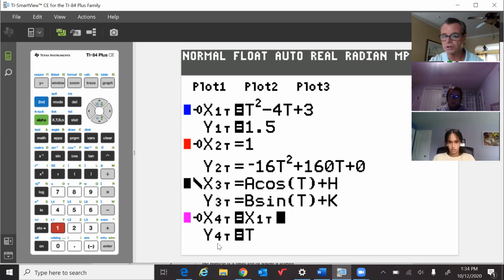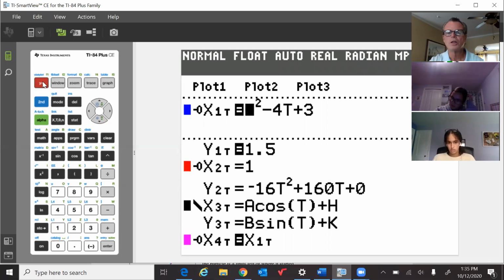And in y4, it's going to be the same thing that's up here in x1, except instead of traveling on this line, y equals 1.5, we're going to have y4 be equal to t. So instead of the height being flat, it's going to change. And now look what happens. Push graph.